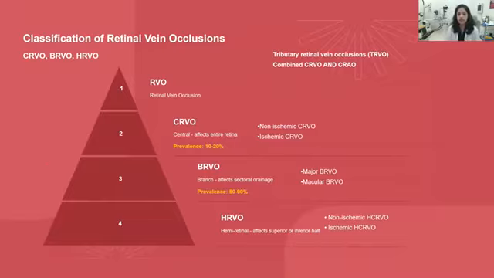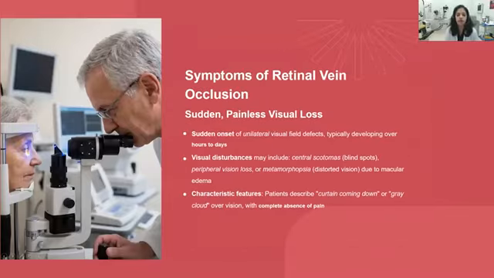So what are the symptoms of retinal vein occlusion? The patient will typically present with a sudden but painless visual loss. So important to remember, the vision loss is usually painless. The unilateral visual loss will develop typically over hours to days. Visual disturbances may also include central scotomas, peripheral vision loss, or even metamorphopsia if they have macular edema.